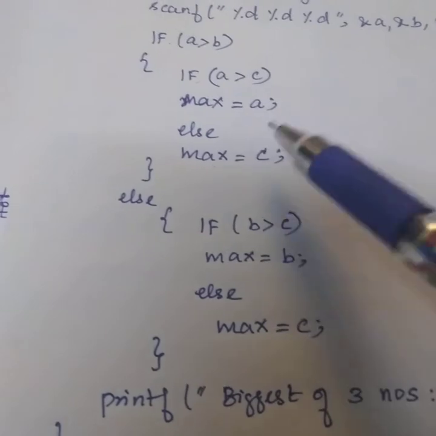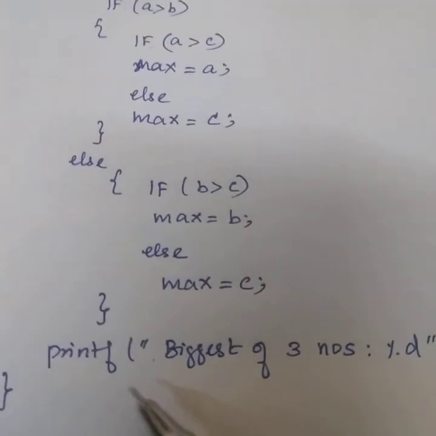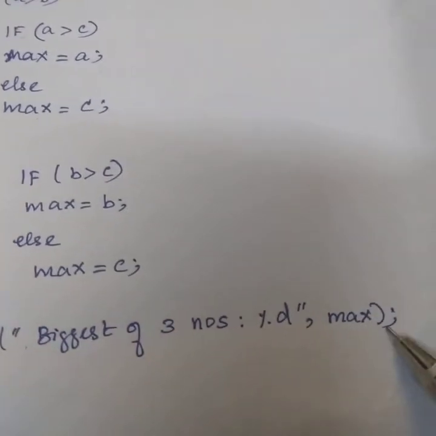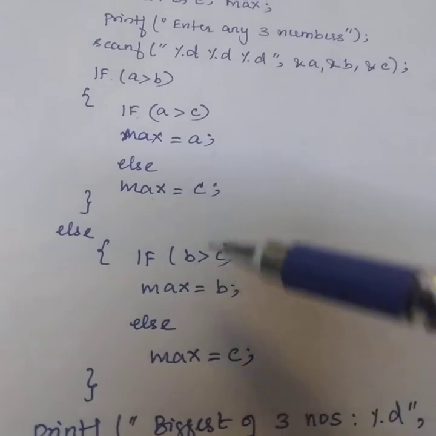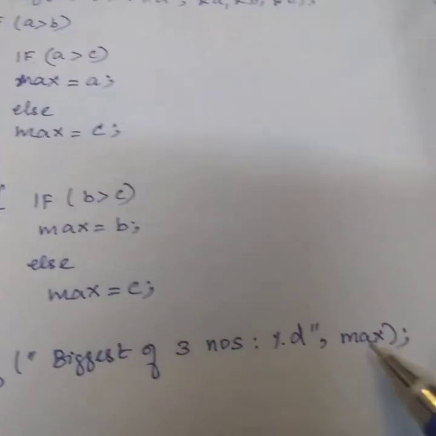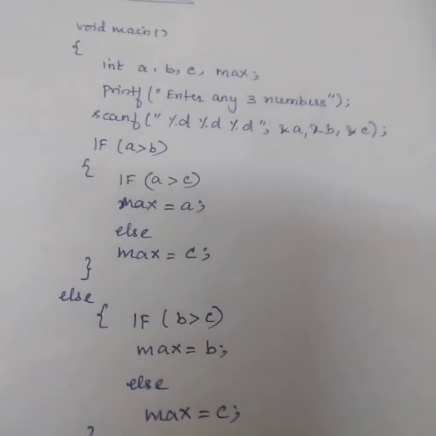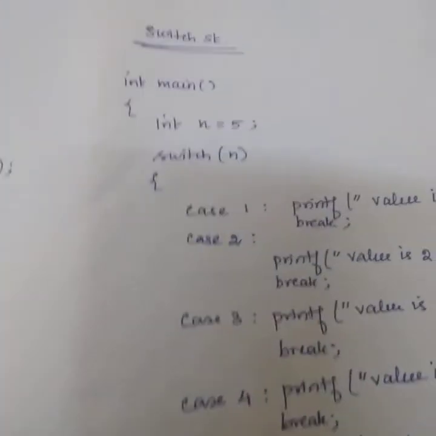Finally the value will be in max and we are printing using the printf statement, biggest of three numbers, max. So out of these a, b and c values, whichever is the biggest value will be printed here. Okay, this is an example for nested if. Then now let's see an example for the switch statement.